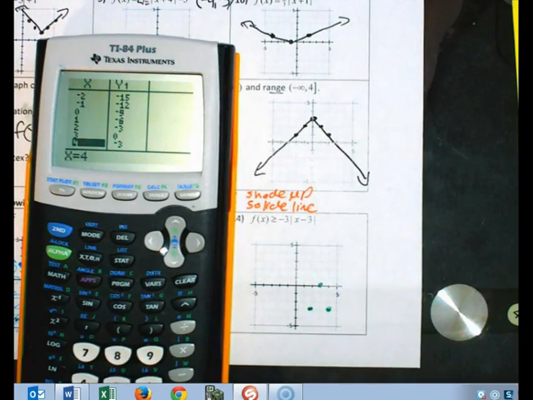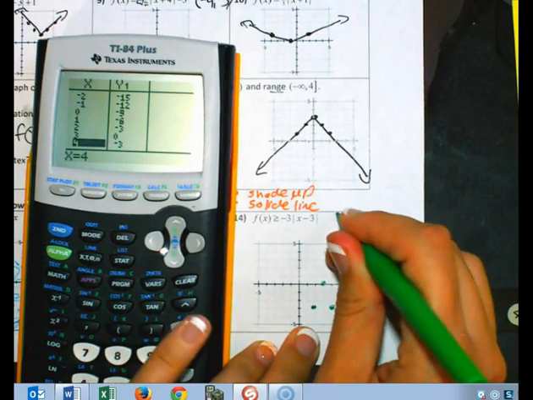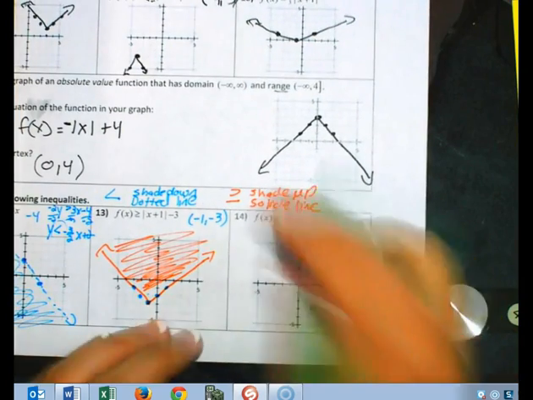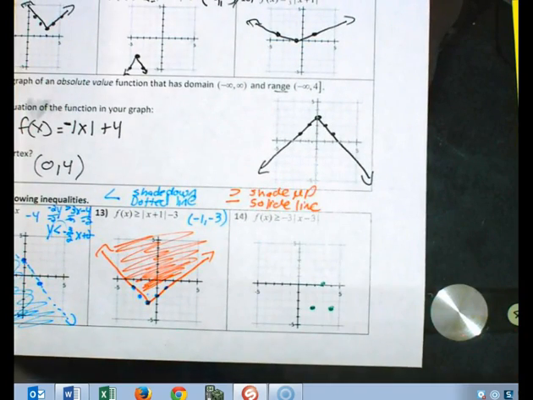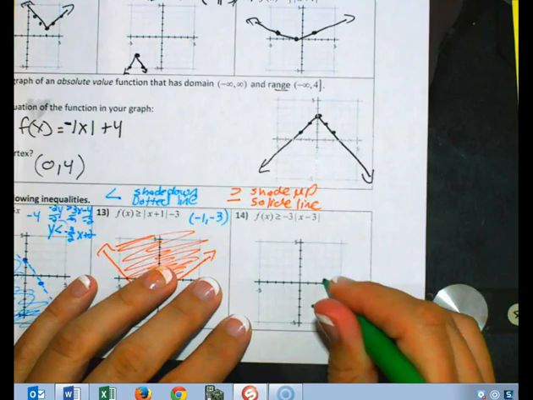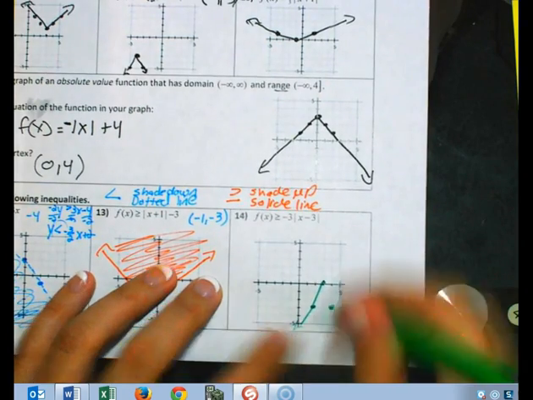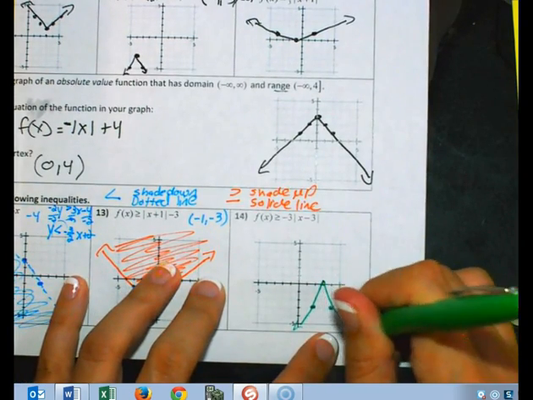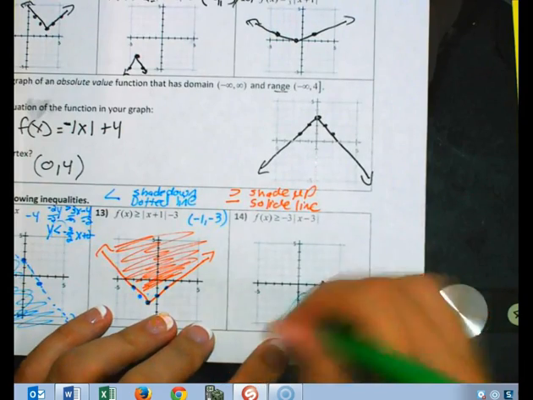Okay, let's look at our symbol here. I have a symbol that's greater than or equal to, which we already talked about, so greater than or equal to. So I have a solid line. And then greater than is going to be out here.